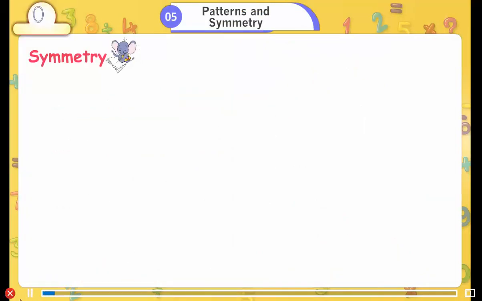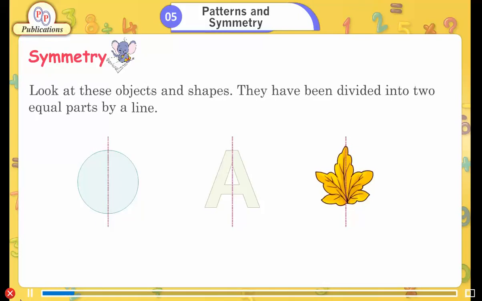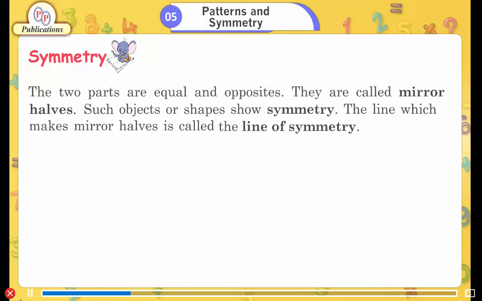Symmetry. Look at these objects and shapes. They have been divided into two equal parts by a line. The two parts are equal and opposites. They are called mirror halves. Such objects or shapes show symmetry. The line which makes mirror halves is called the line of symmetry.